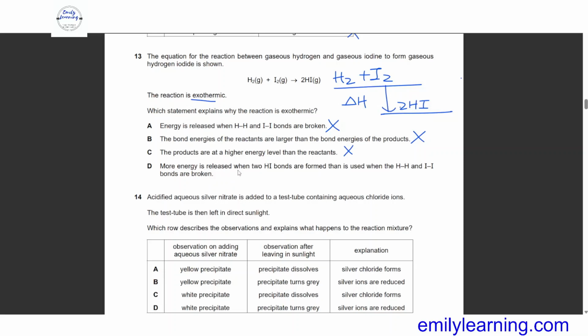Next, D, more energy is released when two HI bonds are formed than when HH and II bonds are broken. This is true. Because it is exothermic, that means you actually release more energy during bond forming than the energy you use during bond breaking, so that you have enough energy to give out. You release more energy than you need for breaking the bonds. So therefore the answer is D.